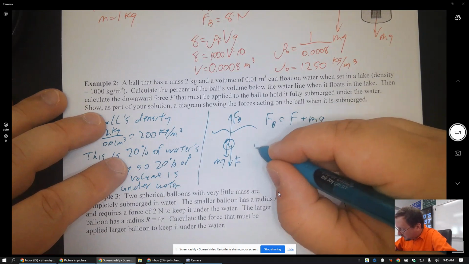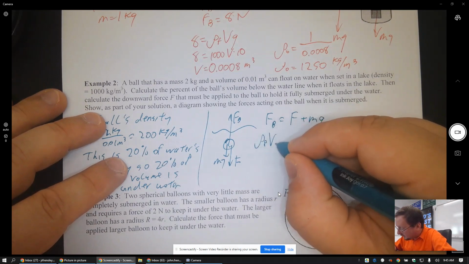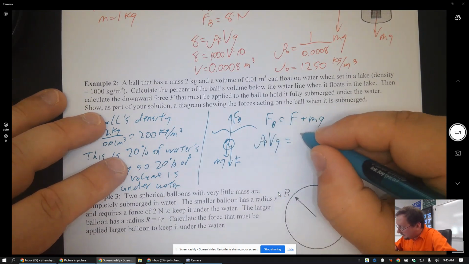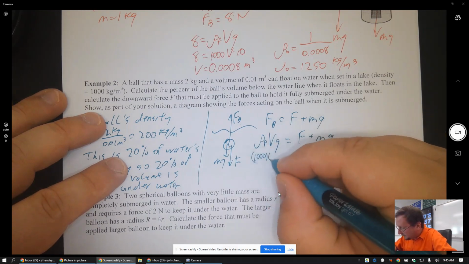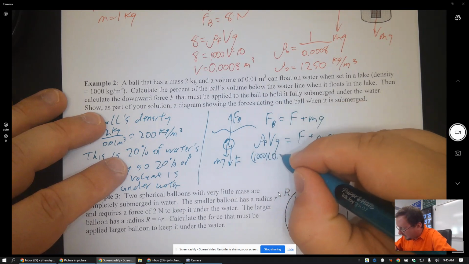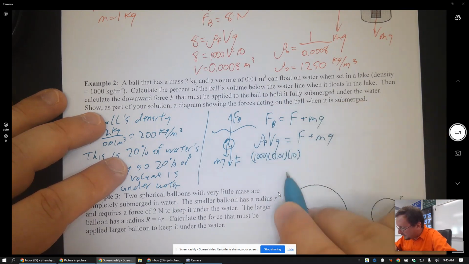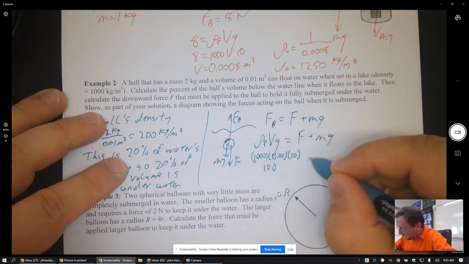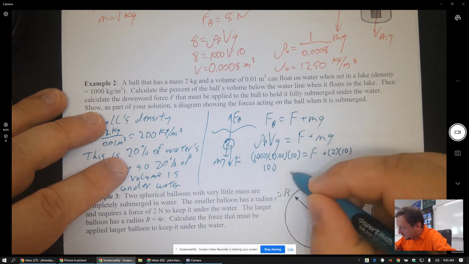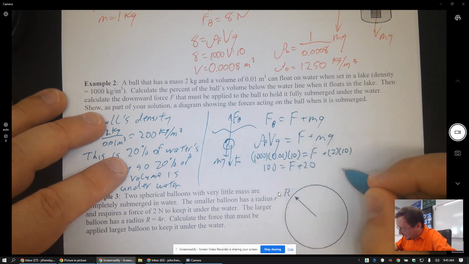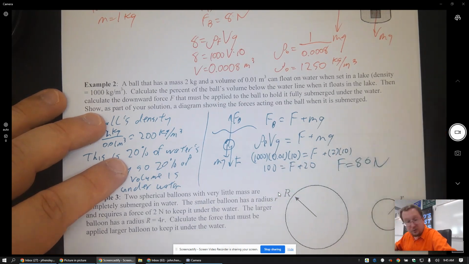Okay, what's the buoyancy force? The density of the fluid times the volume that's under the fluid, which is all of it, times gravity, equals the force plus mg. Okay, so the density of the fluid is 1,000. The volume that's under the fluid is all of it, times 10. Okay, so I think this is 100 right here. Over here we have the force it takes to hold down plus 2 times 10. So you get F plus 20. So the force, we need 80 newtons to hold down the ball.